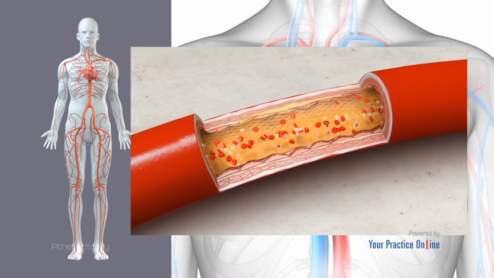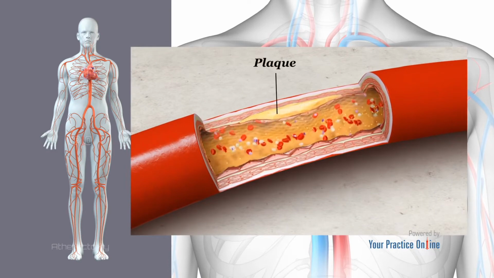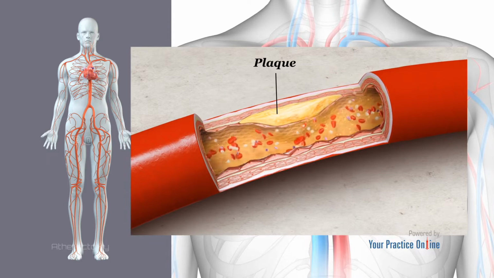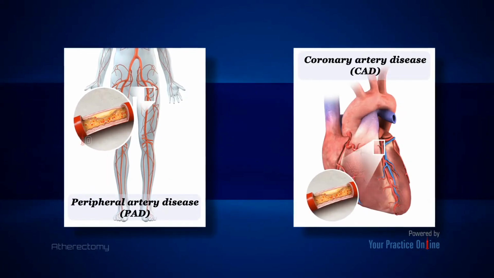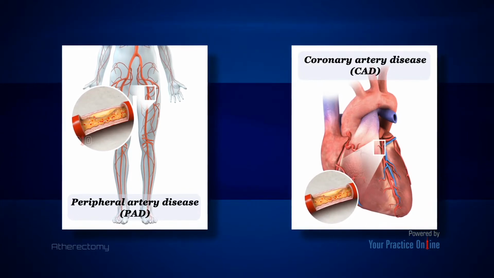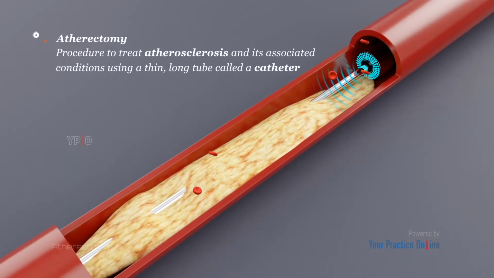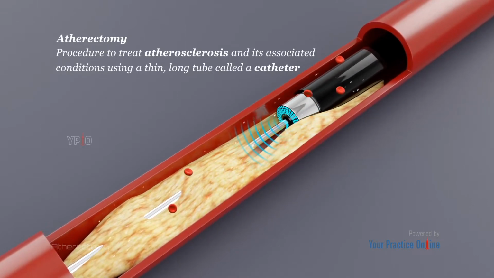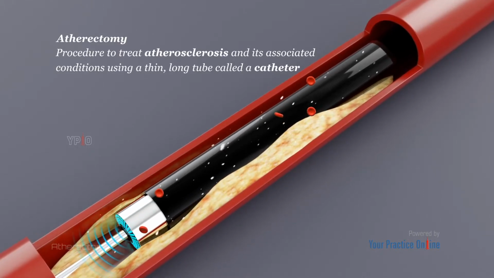However, plaque, deposits of cholesterol, calcium, and fibrous tissue, can build up on the inner walls of the arteries, a condition called atherosclerosis. The plaque can cause the arteries to harden, stiffen, and narrow, reducing or completely blocking the flow of blood through them. This can result in arterial conditions such as peripheral artery disease, PAD, and coronary artery disease, CAD. An atherectomy is a procedure to treat atherosclerosis and its associated conditions using a thin, long tube called a catheter, which is attached to a device to remove plaque from the artery and restore normal blood flow.